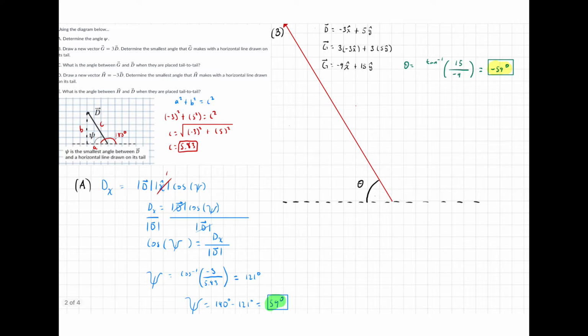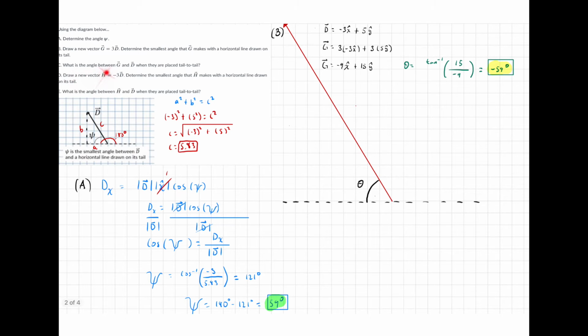And then part B asks to draw a new vector G, which is 3 times the magnitude of D, and determine the smallest angle between G and the horizontal line. For this one, instead of the cosine function, I used the tangent function, arctangent, which would be opposite over adjacent. So the opposite side, the y component or vertical component of vector G, would be 15 divided by its horizontal component. Since it's pointing in the left direction, it's going to be -9, which would give us -59 degrees. And that's just a negative to let us know which direction the angle is pointing in.